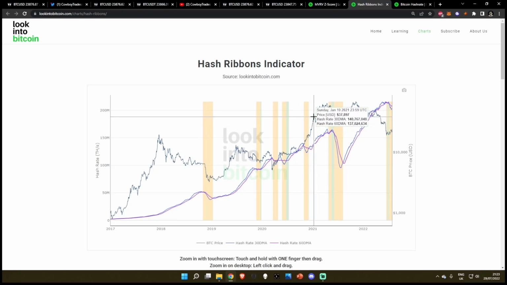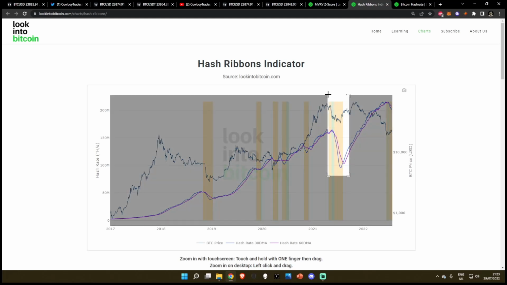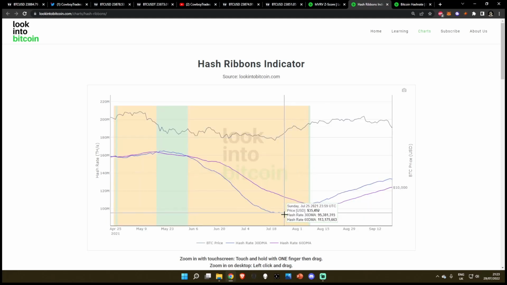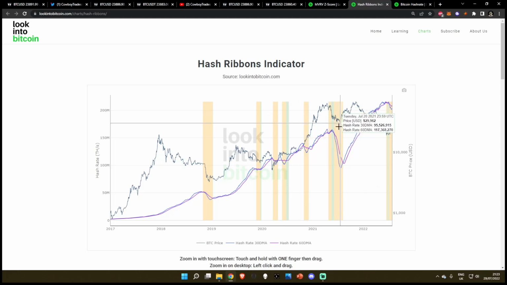Like over here, you can see this dip from 39,000 down to 30,000. You wouldn't have got anything from that on the hash ribbons indicator, but what it did tell you is that the bottom was in very, very near to where the absolute bottom was on the Bitcoin price before it had a massive rebound to its actual all-time high.